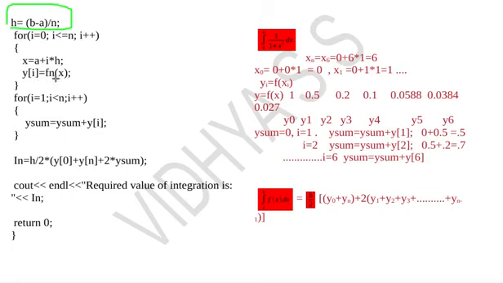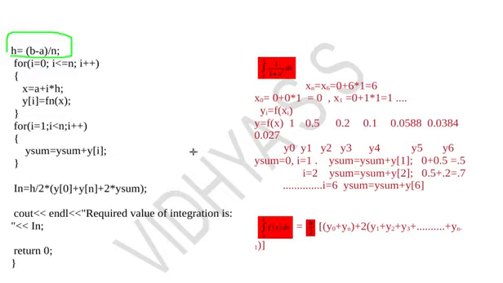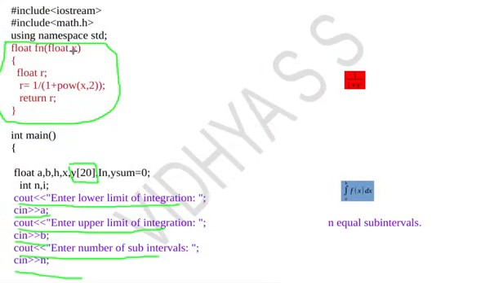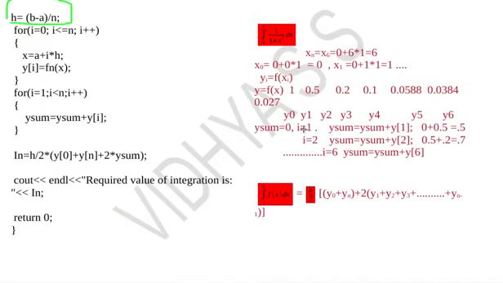So y of i equal to fn of 0. We call fn as 1 by 1 plus x square. Here the value 0 will get here, then power of 0 comma 2 is 0, so 1 by 1. From here we will return the value as 1. So the first initial value of yi is 1, and f of x is 1. So here y of 0 will be equal to 1.